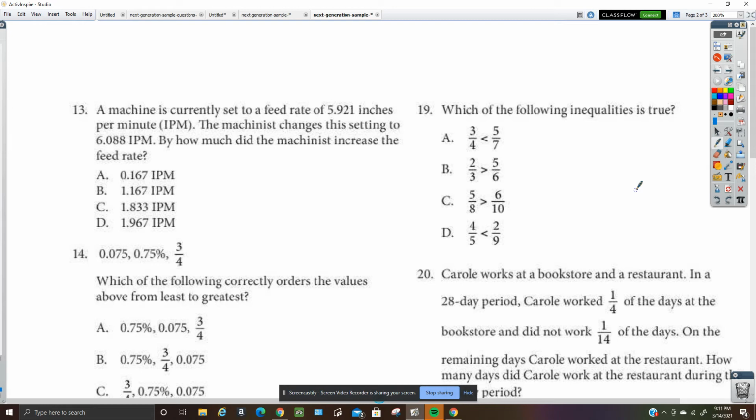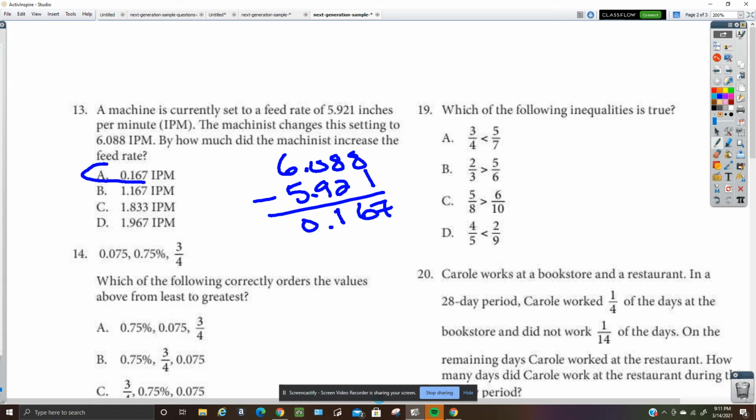And then 13, a machine is currently set to a feed rate of 5.921 inches per minute, IPM. The machinist changes the setting to 6.08 IPM. How much did the machinist increase the feed rate? So you just want to subtract these two. You get 7, 6, and then 10 minus 9 is 1, and you borrow off the 6 there, so letter A, 0.167 inches per minute.